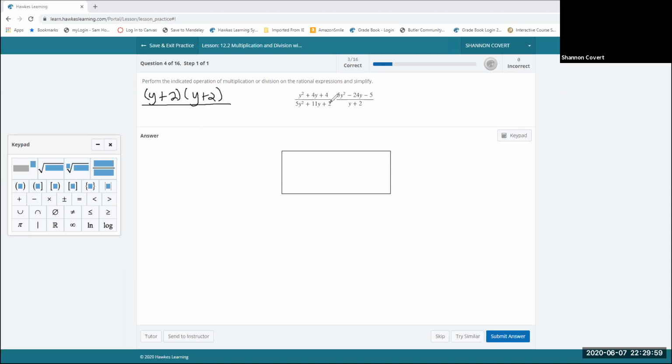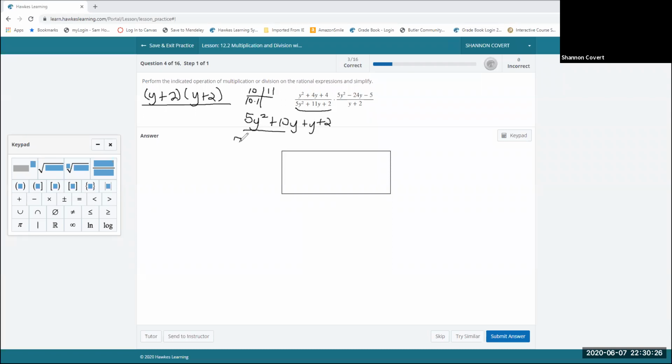5y squared plus 11y plus 10. That's going to be a little bit harder to do because my leading coefficient isn't 1. I'm going to have to use the AC method. So 5 times 2. I'm looking for two factors of 10 that add to give me 11, which is 10 times 1. So remember, 5y squared plus 10y plus y plus 2.